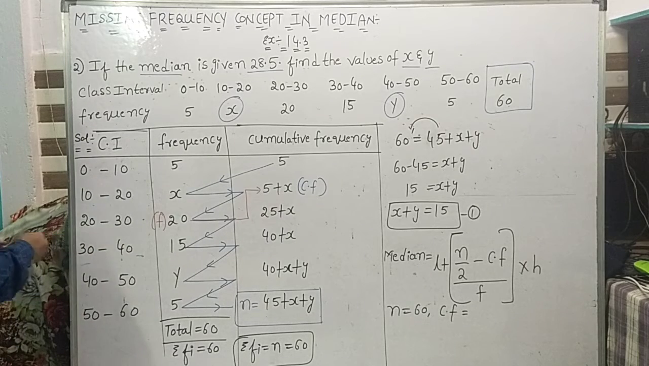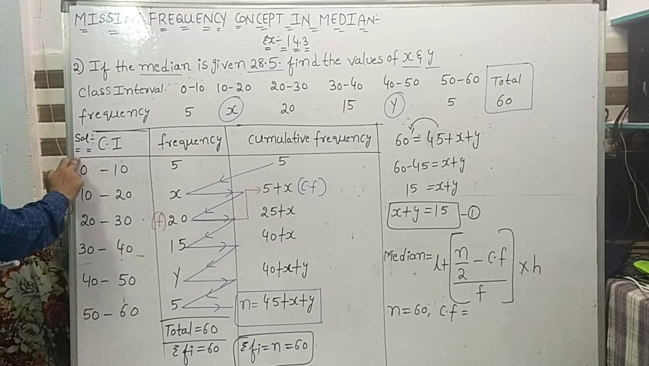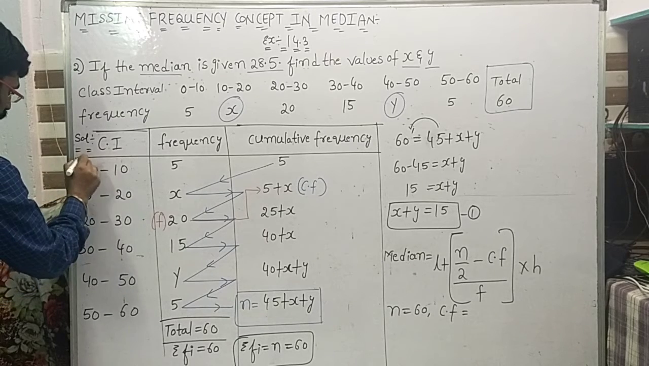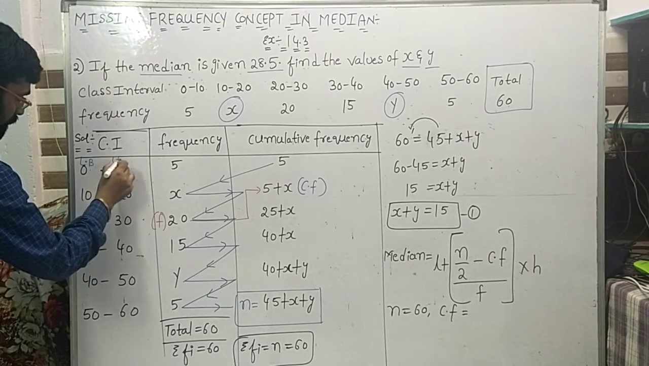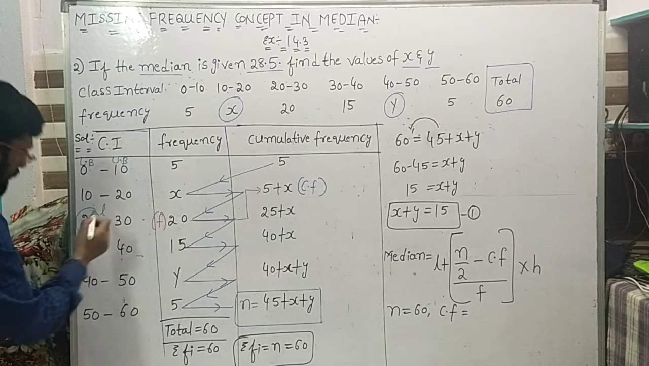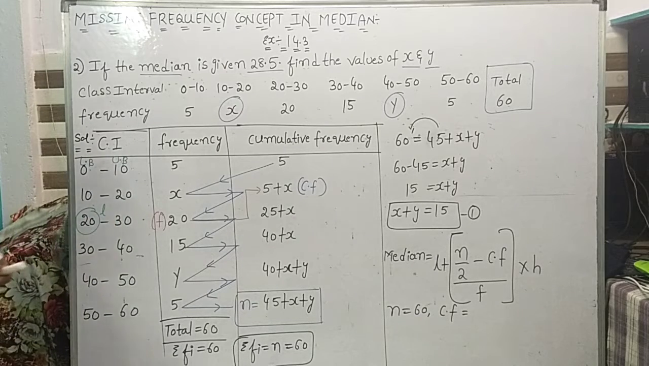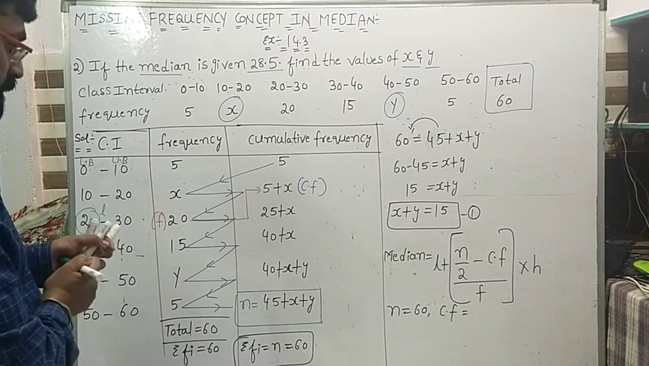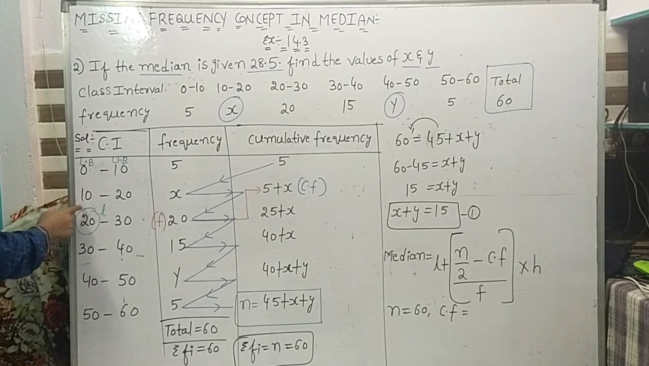Highest frequency, opposite lower boundary. This is the lower boundary, this is the upper boundary. The lower boundary is called L. L is 20. Now what is H? H is the class difference. How much? 10 minus 0 is 10.